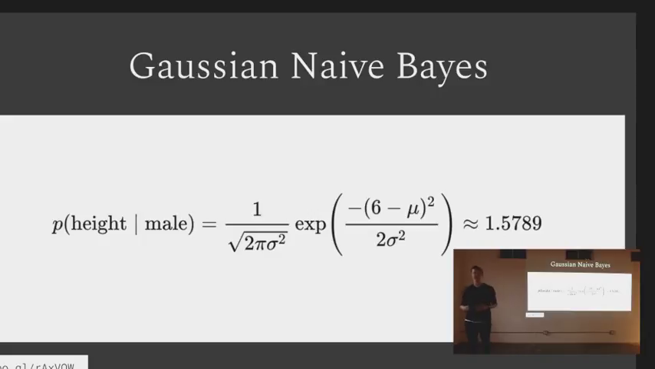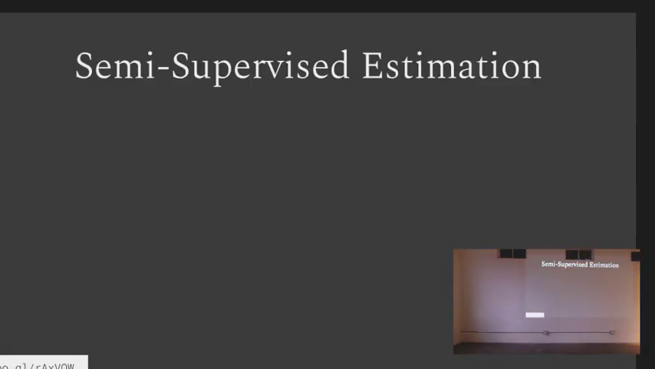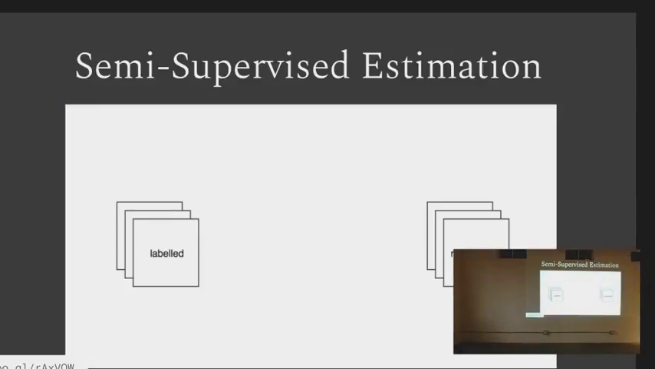But it's not known for being the best algorithm for doing that. Another thing, semi-supervised estimation. This is another thing that goes in the pros category of naive Bayes. This is just a real simple example.